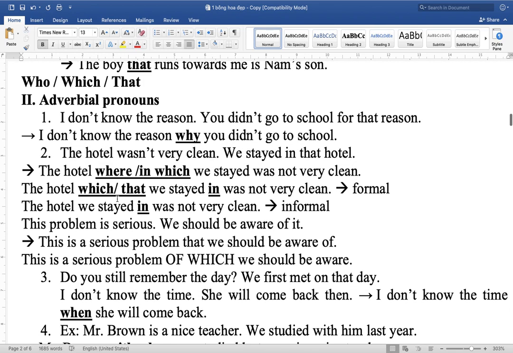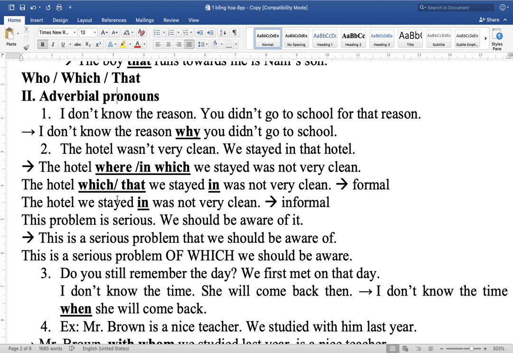Right, and we often use adverbial pronouns as well. And some of you are confused that they are adjectival pronouns, but they are not. I don't know the reason. You didn't go to school for that reason. So you can combine the two sentences together using why. I don't know the reason why I didn't go to school. Okay, it's easy because you have the reason why.